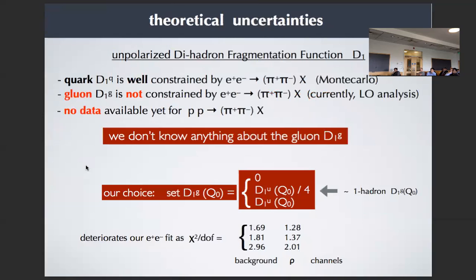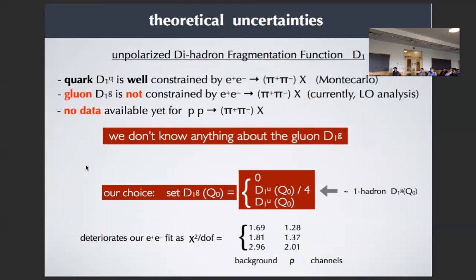The first one is where we take the gluon at the initial scale to be 0, which means that all the gluons are created radiatively, through the evolution. On the other hand, the other extreme scenario is that the gluon decay at the initial scale is equal to the up quark. Then we explored also an intermediate choice where the gluon is equal to 1/4 of the up quark, which more or less corresponds to the size of the gluon fragmentation function in the single hadron case. Good. So far for the theoretical systematic uncertainties.